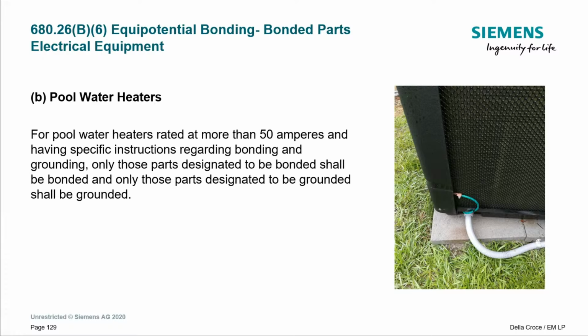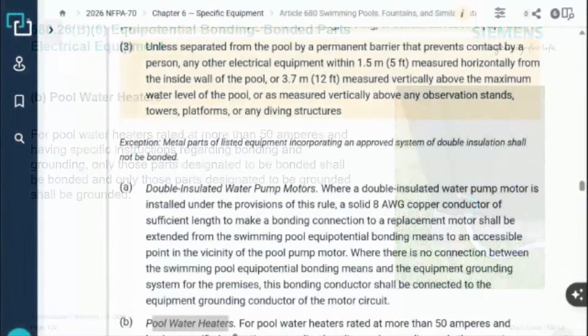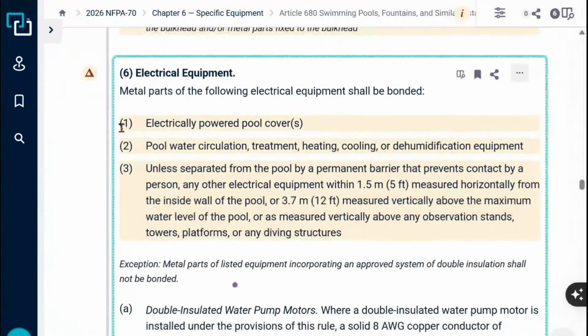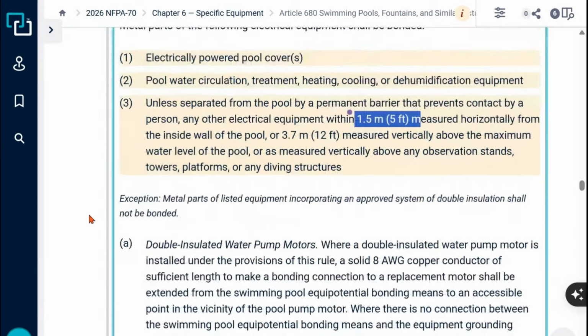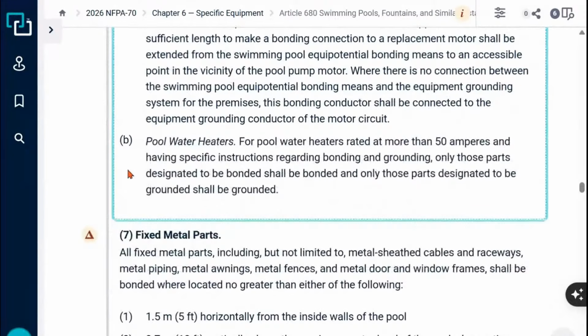So regardless, if you have a pool water heater, you're going to have to bond it if it's metal, right? You wouldn't bond it if it wasn't metal. If you look at the language we looked at in the code up here, pool circulating, treatment, heating. Right. So again, this is not about the 5 feet. This is just flat out, period. And I would assume there's some kind of history with the amperage threshold, the 50 amps. I just don't know the history of it. So look, this is very specific to a heater.